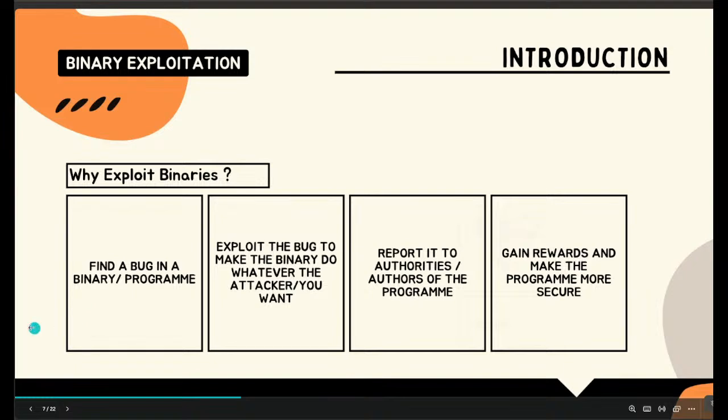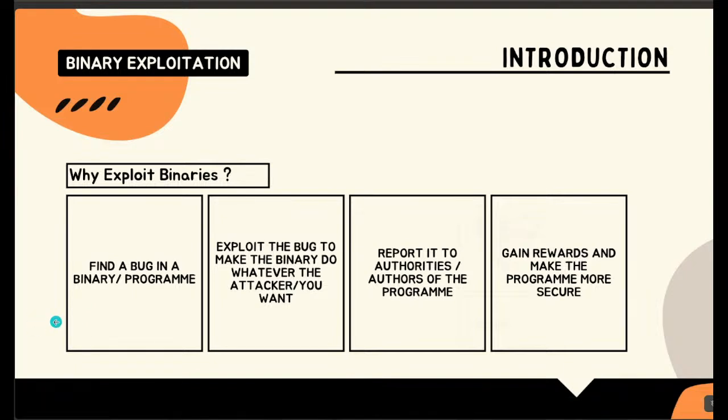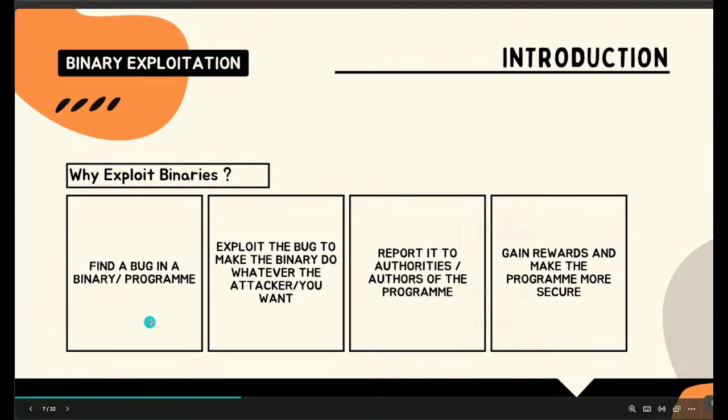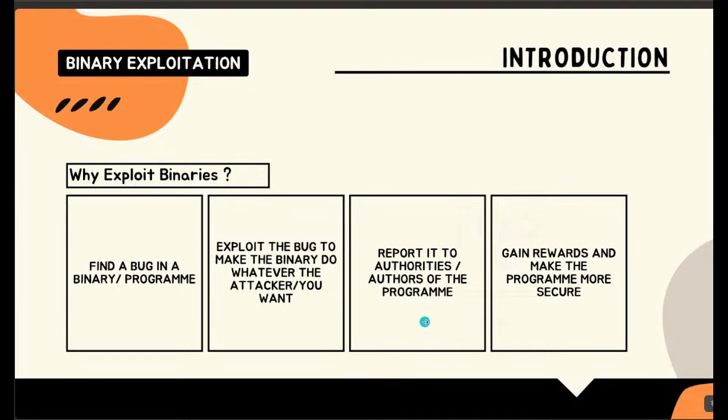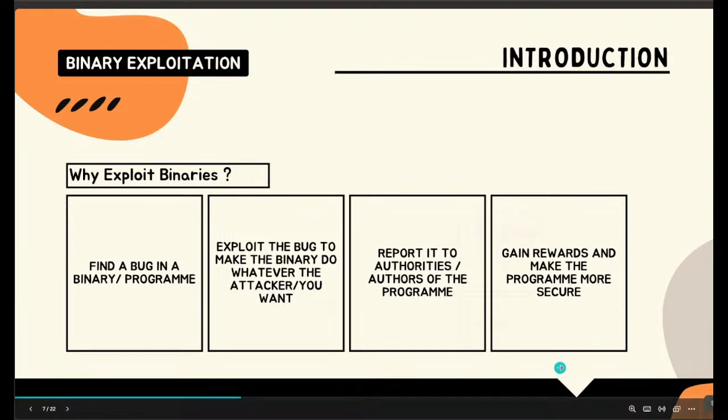Also, briefly, why do we actually exploit binaries? We find a bug in a program, exploit the binary, then report it to the authorities or authors of the program, so that you can possibly gain rewards and make the program more secure. This is a very simple workflow that people who do binary exploitation in a professional setting follow.